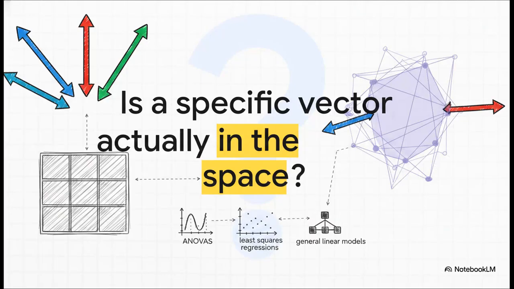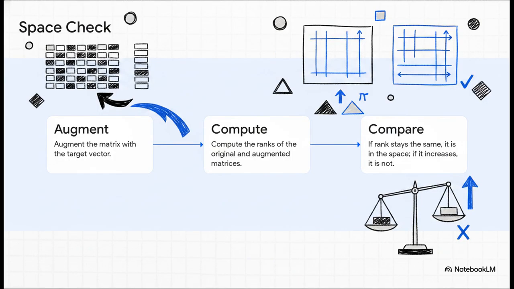Which leads us to a pretty critical question. In this messy, noisy real world, how do we actually mathematically verify if a specific vector lives inside the column space of a given matrix? And believe me, this isn't just an academic exercise. It's the fundamental logic that underlies ANOVAs, least squares regressions, and general linear models. The logic behind this test is remarkably elegant.